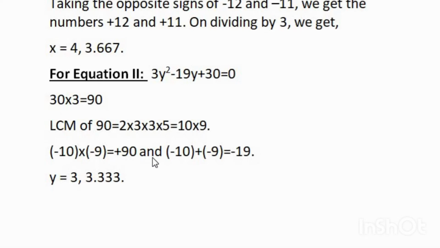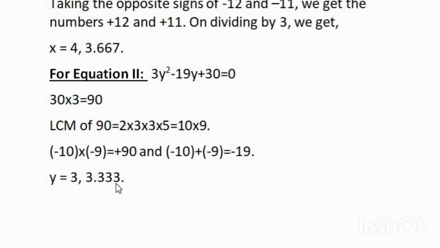Okay, now what is the next step? Take the opposite signs. Here we got the numbers minus 10 and minus 9. Take the opposite signs so that we will get the numbers as plus 9 and plus 10, and then you have to divide it by the y square term, that is 3. So 9 by 3 is 3 and 10 by 3 is 3.333.